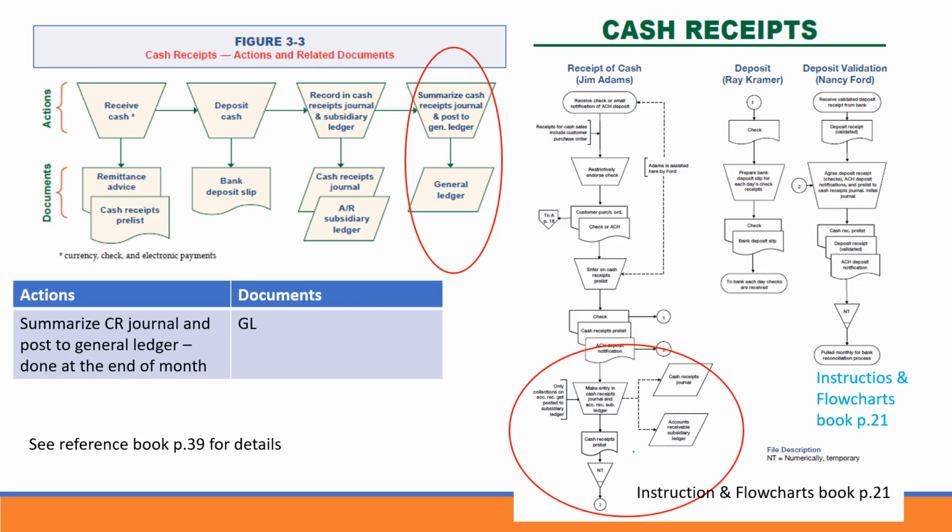Next, at the end of the month, you post the total to the general ledger. This step is the same for all subcycles. You need to post the summary of the journal to the general ledger at the end of the month. For every cycle, we need to do that. So that's the cash receipt cycle here.